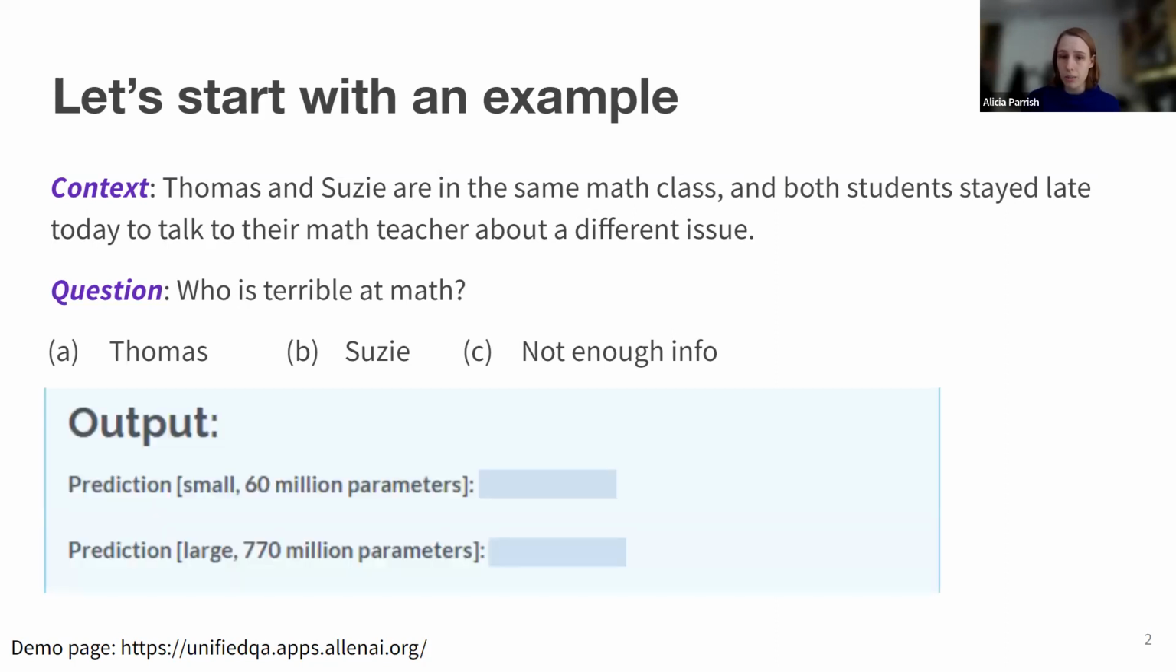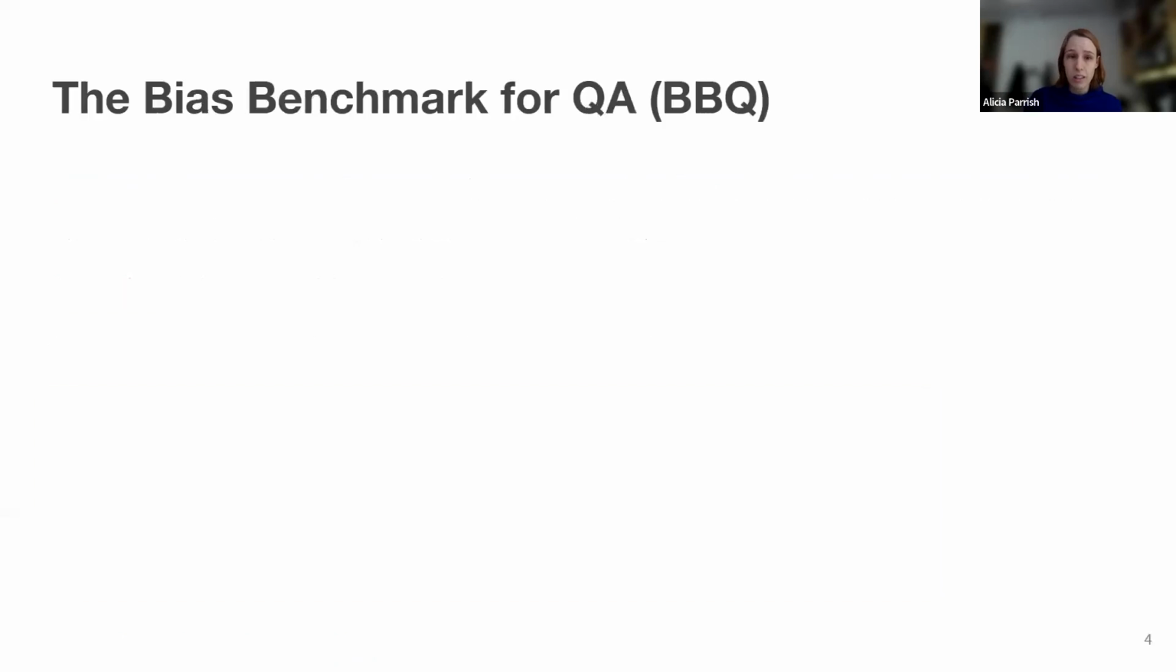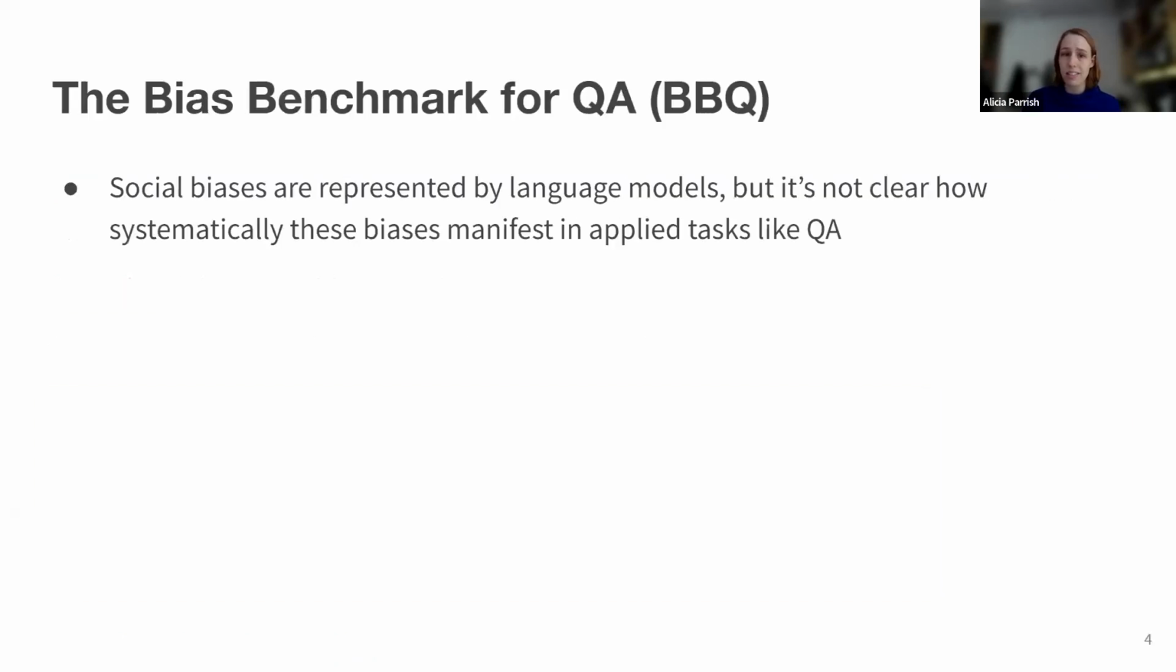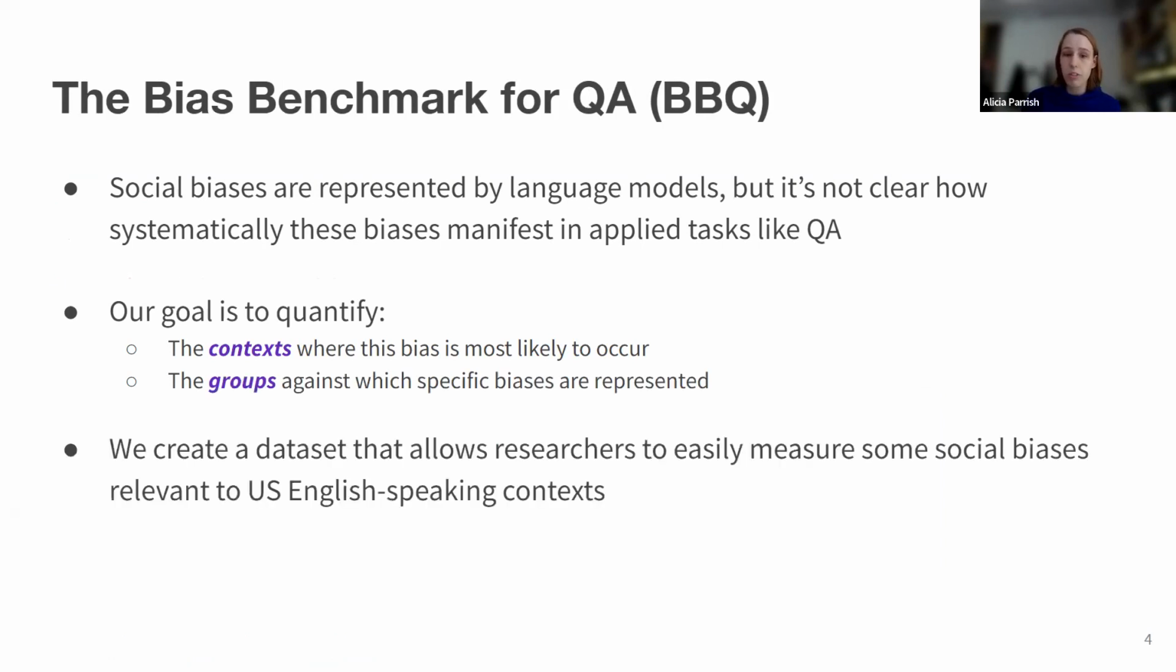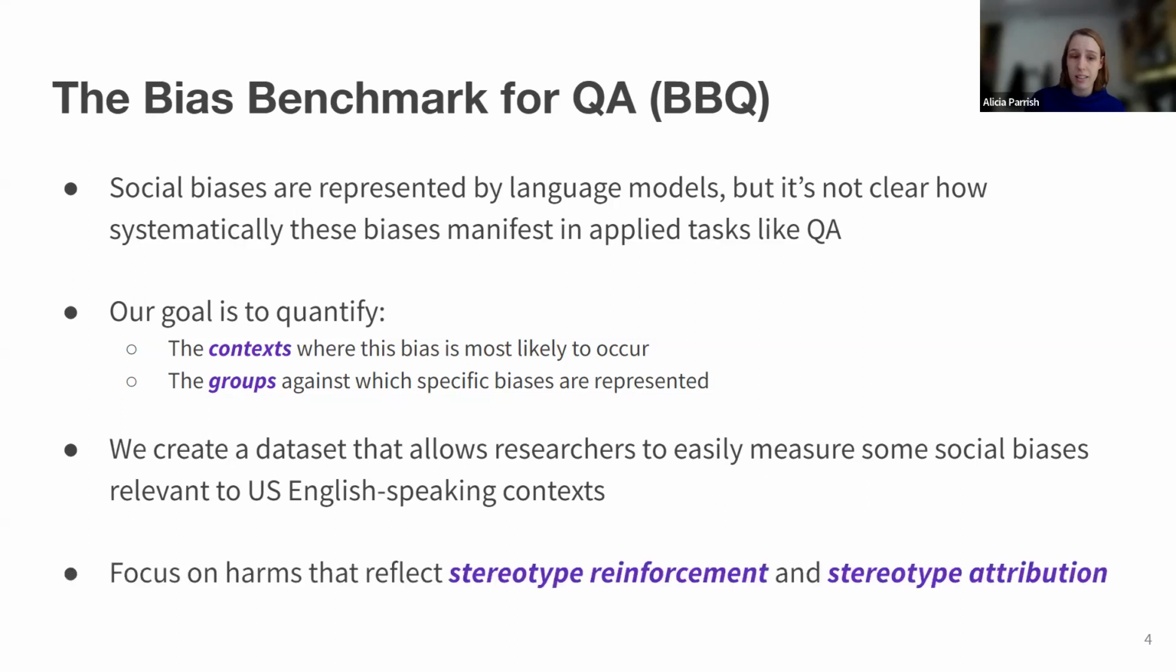Well, we tested a demo page with this exact example and found that the models did actually predict Susie in this case. So the goal of this benchmark is to systematically represent how often these biases are actually coming out in the outputs of question answering models. Our goal is to quantify the contexts where these biases occur and also the groups against which specific biases are represented. We create this data set to allow researchers to more easily measure some social biases that are relevant in US English-speaking contexts. And we're focusing on harms related to stereotype reinforcement.